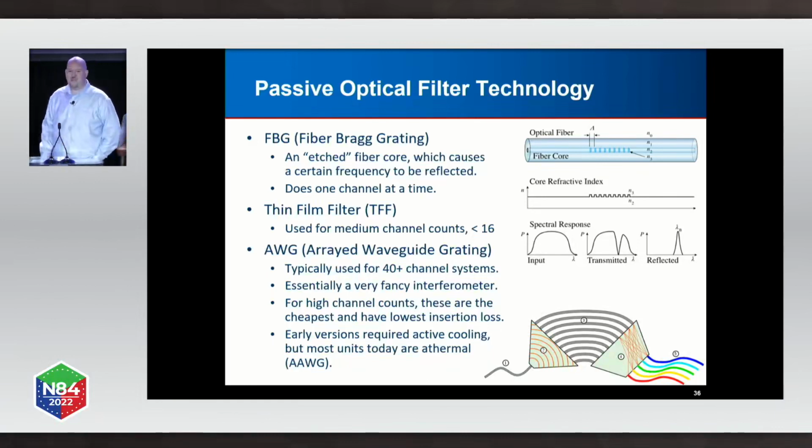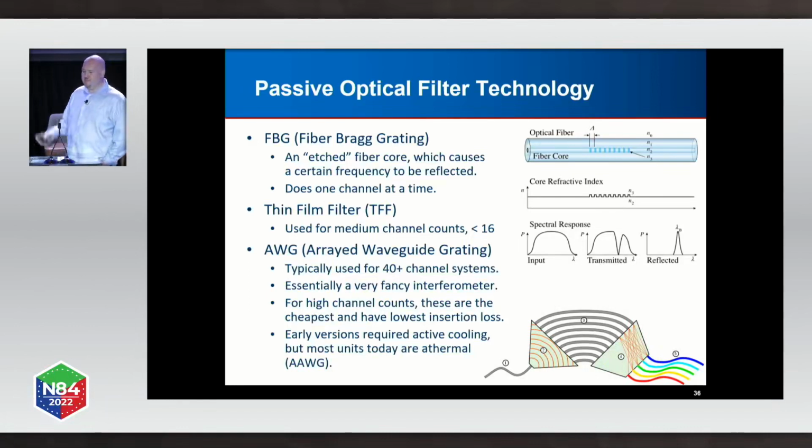It's usually a black box that no one ever opens because once it's out of the factory, you'll never be able to touch it. But the modern systems are what's called an AAWG, an athermal system, so you don't need to cool it, doesn't need power, doesn't need monitoring, nothing. It's literally just a passive device. And these are what you use for your higher count systems.